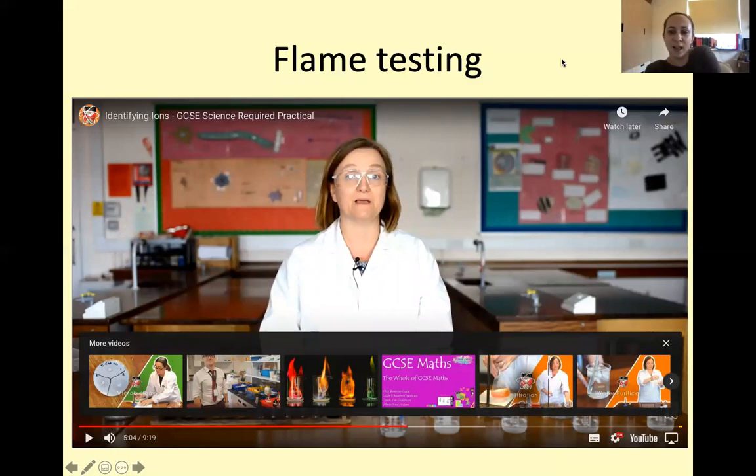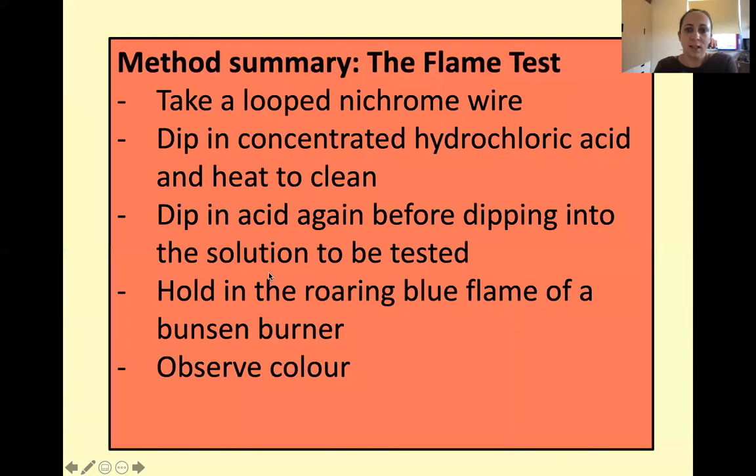Okay, so you've seen there all the different flame tests. So to summarise our method, we need to take a piece of wire. It's a nichrome wire. That's an alloy, so it can withstand a high heat. We take a piece of wire that's got a little loop in the end. We dip it into our concentrated hydrochloric acid and heat it up to clean it. We then dip it in acid again before dipping into the solution that we're going to test, hold it in the roaring blue flame and observe the colour.